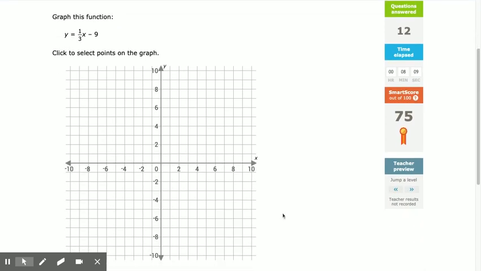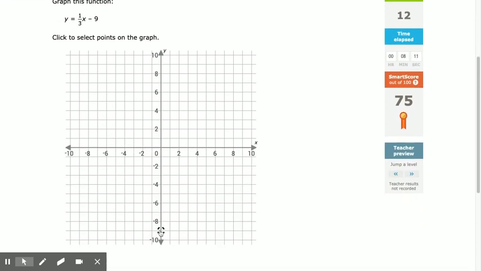Another good one. 1/3 x minus 9. We go to negative 9. That's our b, right? Negative 9 is our b, not just 9, negative 9. Always take the operation in front of it with it. And then our slope is 1/3. So I go up 1 over 1, 2, 3. Up 1 over 1, 2, 3. Plus 1 along our y, plus 1, 2, 3 along our x. Okay, change in y divided by the change in x.